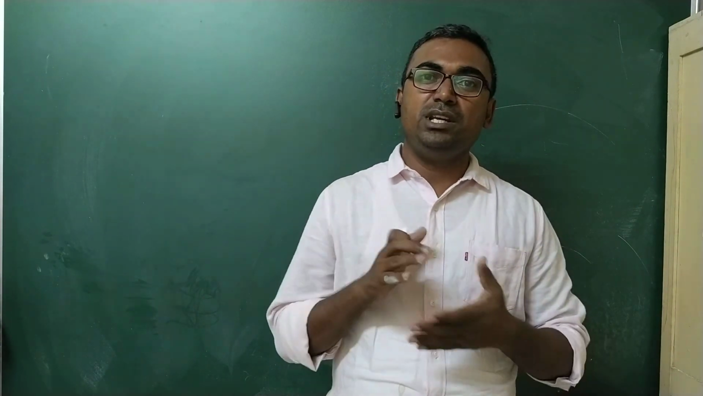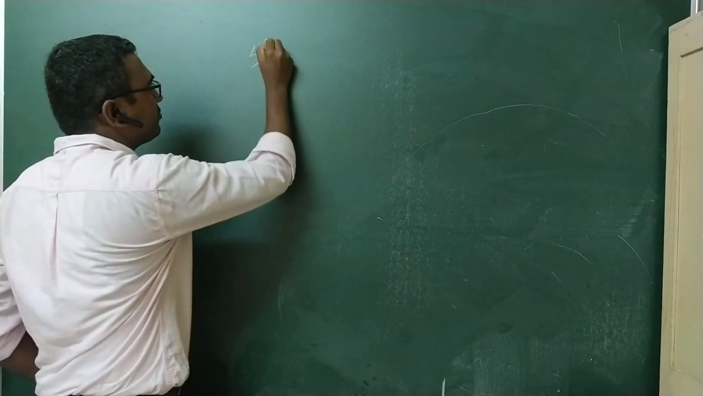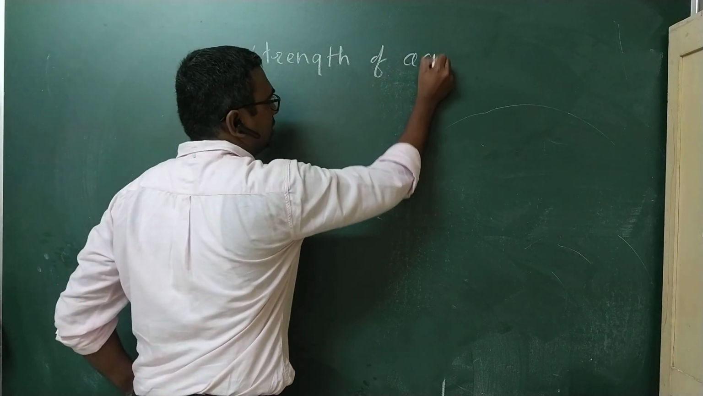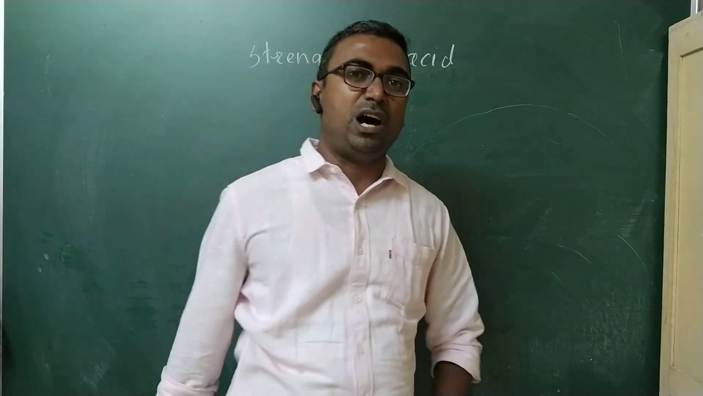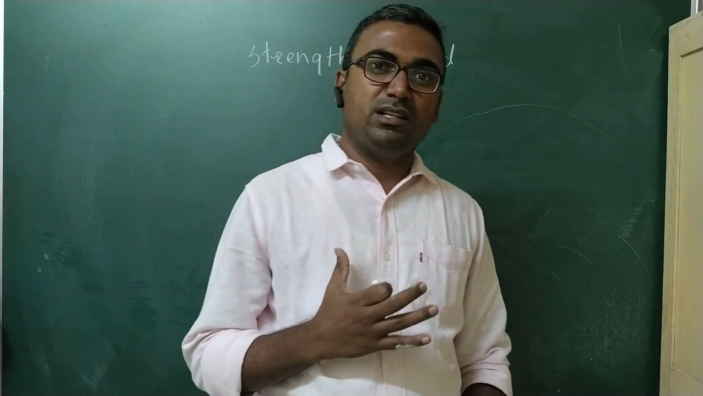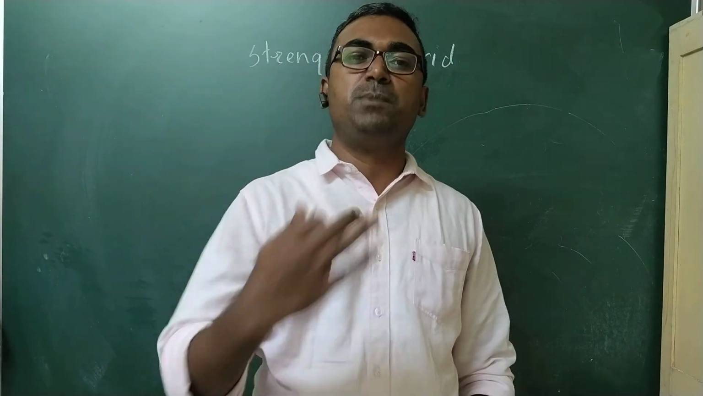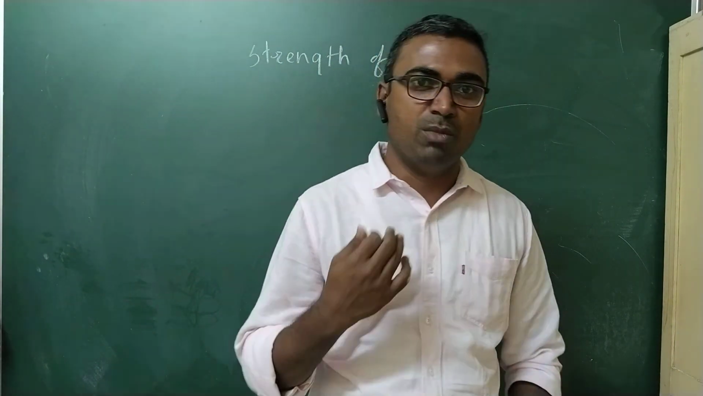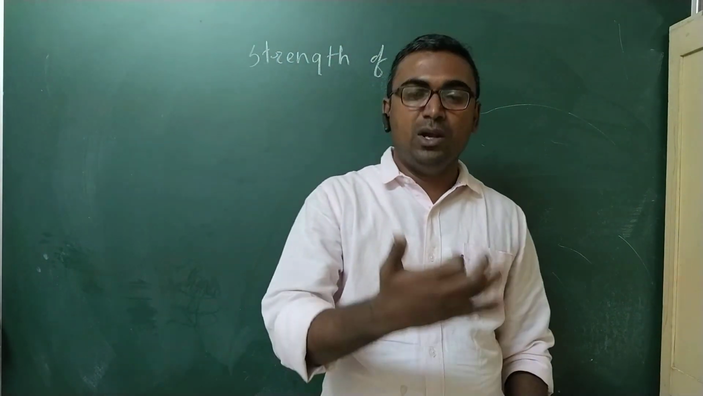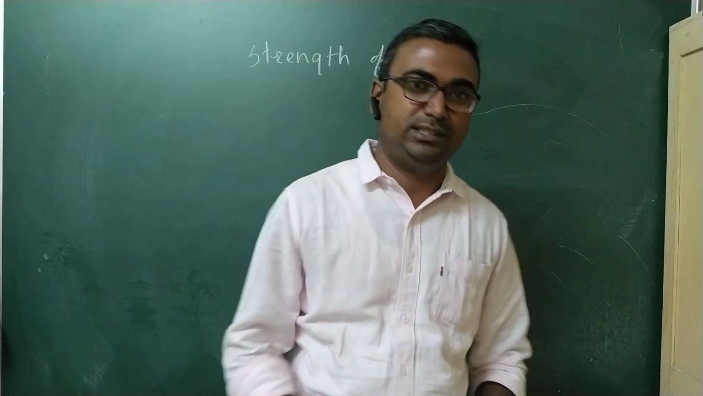First of all, we need to study the strength of acid and the strength of base. Strength of acid means how powerful the acid is. The basic property of acid is what Lowry and Bronsted told us, that acids are nothing but the compounds which give H plus ions. So the compound which gives more H plus ion is known as a stronger acid, and the compound which gives a lower quantity of H plus ion is known as a weaker acid.